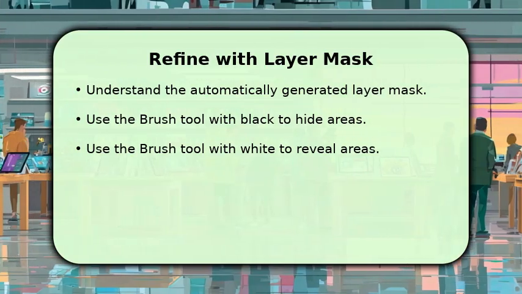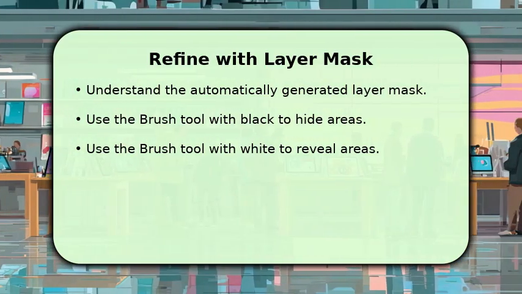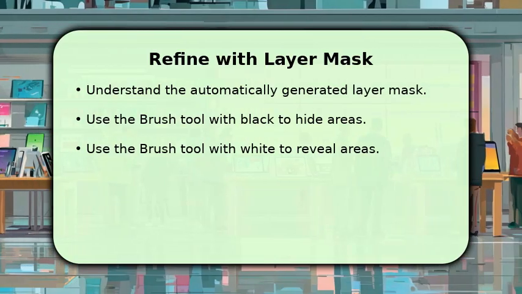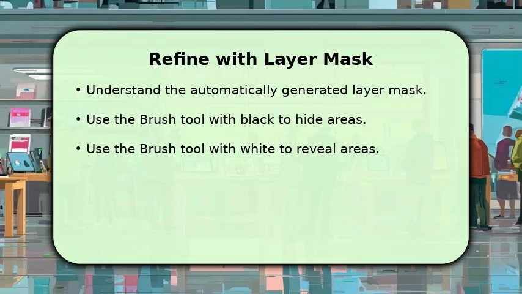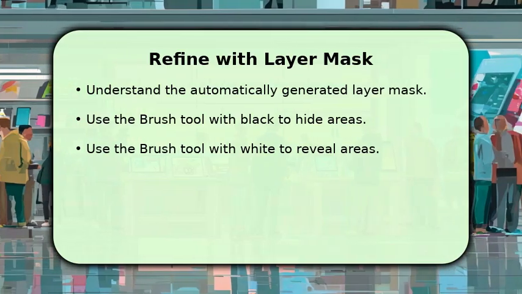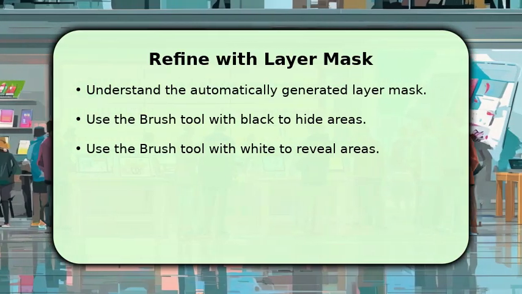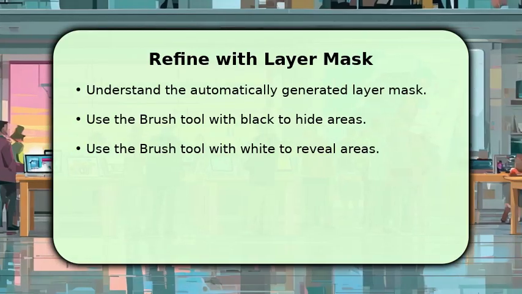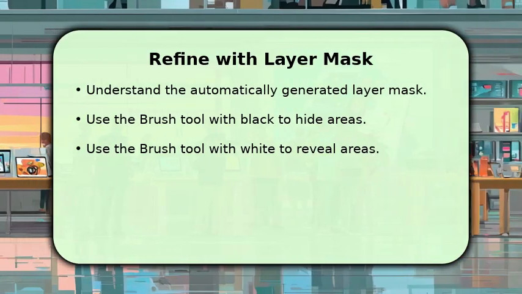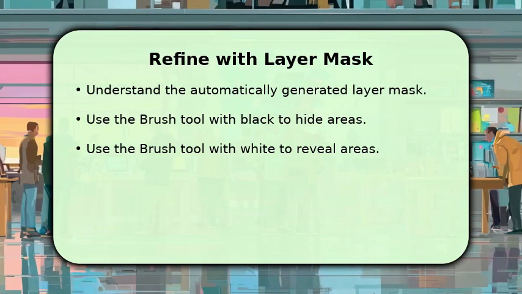Select the Layer Mask thumbnail in the Layers panel. Use the Brush tool. Painting with black will hide parts of your image, effectively erasing more background, while painting with white will reveal areas you might have accidentally removed. Adjust your brush's hardness and size for precise control around edges.